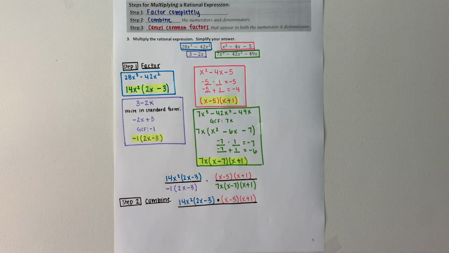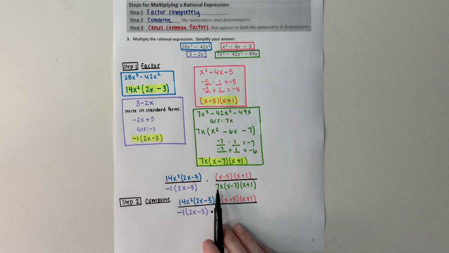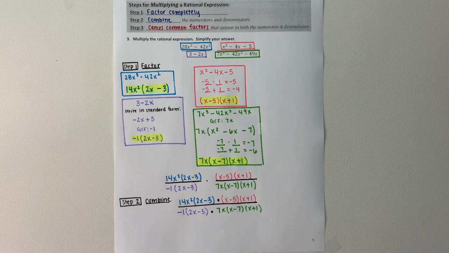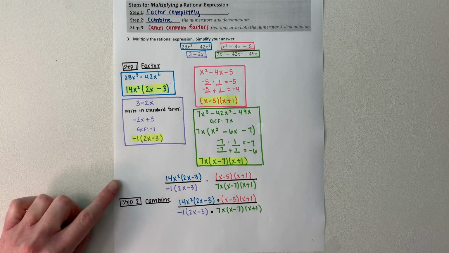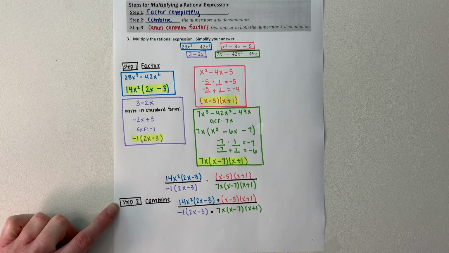We're going to do the same with the denominators. We want to combine the denominators. In other words, we're going to multiply this denominator times this denominator. So I've started by writing this denominator, and then I'm going to multiply by this denominator. Now, step 2 can actually be combined with step 1. You don't have to rewrite step 2 as a whole separate step.